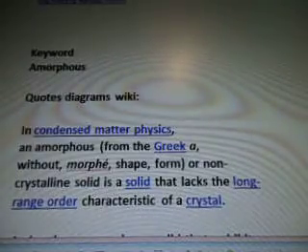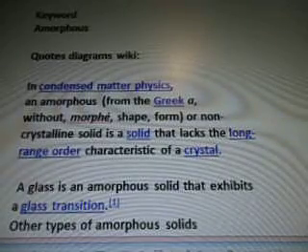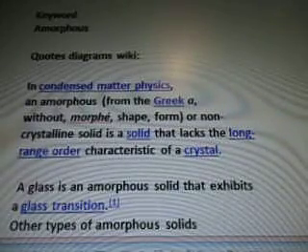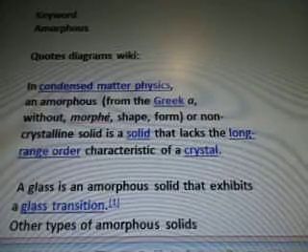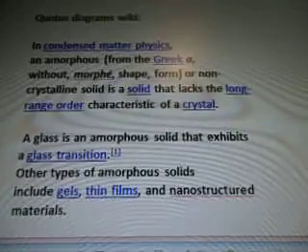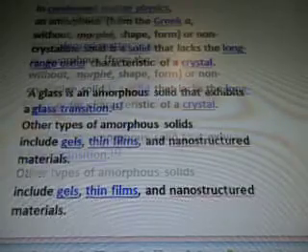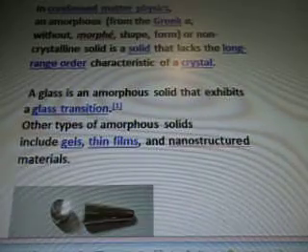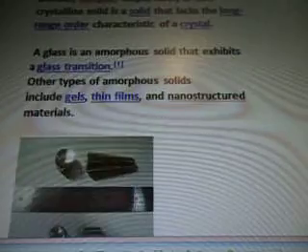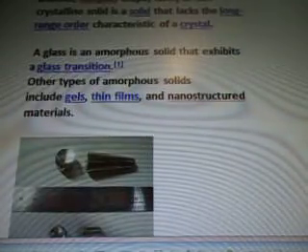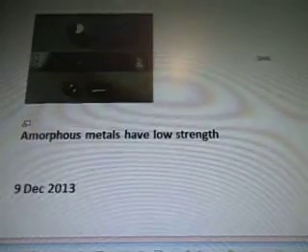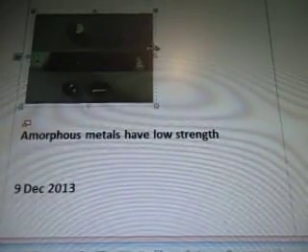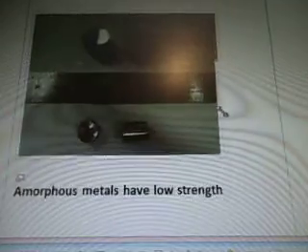So quotes and diagrams are from Wiki. In condensed matter physics, an amorphous form, from the Greek a without, morphe shape, or non-crystalline solid, is a solid that lacks the long-range order characteristic of a crystal. A glass is an amorphous solid that exhibits a glass transition. Other types of amorphous solids include gels, thin films, and nanostructured materials. Here's a picture of them with rulers. Amorphous metals have low strength.